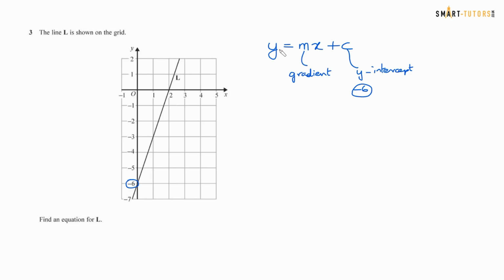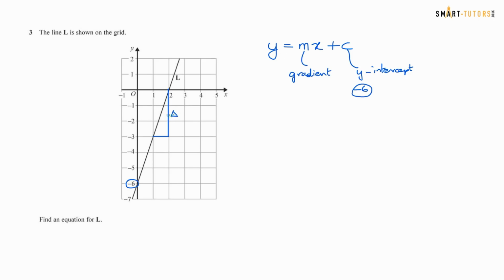So the gradient m. Any triangle you can make, of any size, has to be a right-angled triangle. We need to find the difference of y divided by the difference of x. The difference of x is 1 square and the difference of y is 3 squares. If you want, you can do a bigger triangle, but as long as we find the differences.